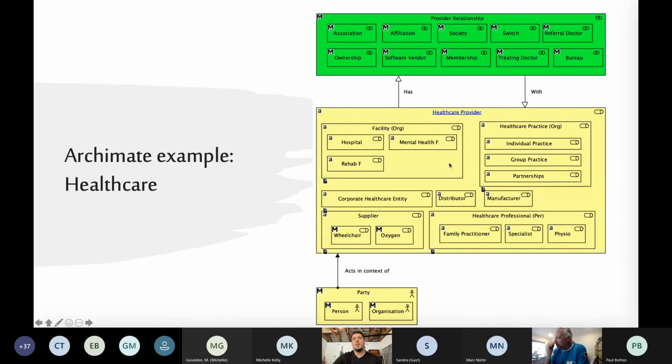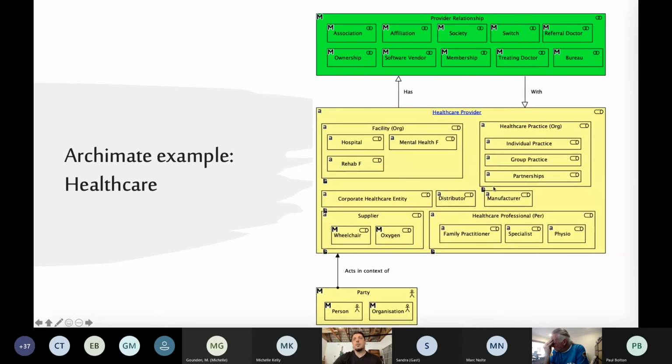Now here, I filtered out all the other roles that they have, but I've focused on the healthcare provider role. This is a mechanism we've used to make clear what roles we are talking about when we say healthcare provider. If they think about healthcare providers, they think about these things. They think about what they call a facility, which is an organization, and this could be a hospital or a rehab or a mental health facility. They talk about a healthcare practice, and there could be an individual practice, or a group practice, or partnerships, and there could be others as well, like a supplier, healthcare professional, and so on.